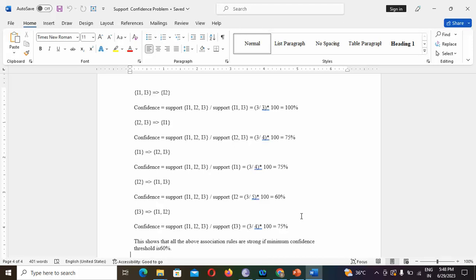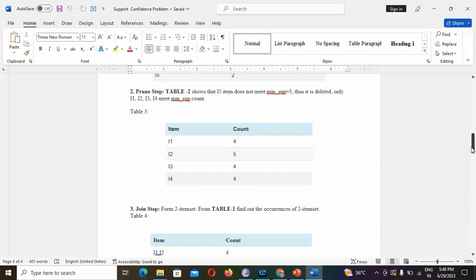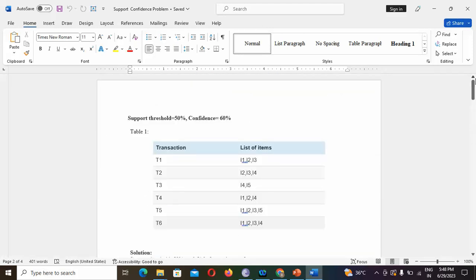after calculating the confidence of all the item sets, we are going to conclude that the association rules are strong if the minimum confidence threshold is 60. So among these, nothing is below 60. In the given problem, they are giving the confidence level as 60. So if I take these I1, I2, I3 items together, it does not disturb the minimum confidence level of our given transaction items.